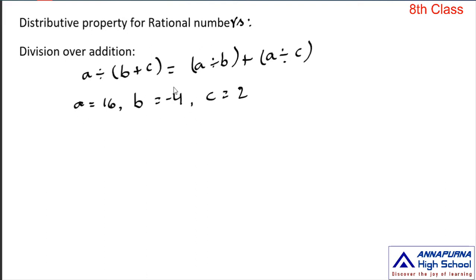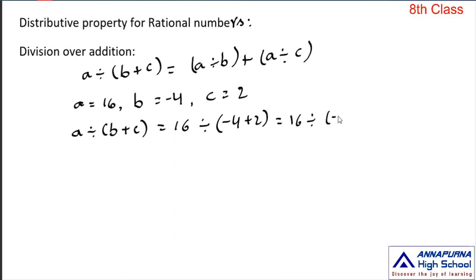Let us take these values on the left side part of the condition. That is a divided by b plus c is equal to 16 divided by minus 4 plus 2. So it is equal to 16 divided by minus 2. It is equal to minus 16 divided by 2. It is equal to minus 8.